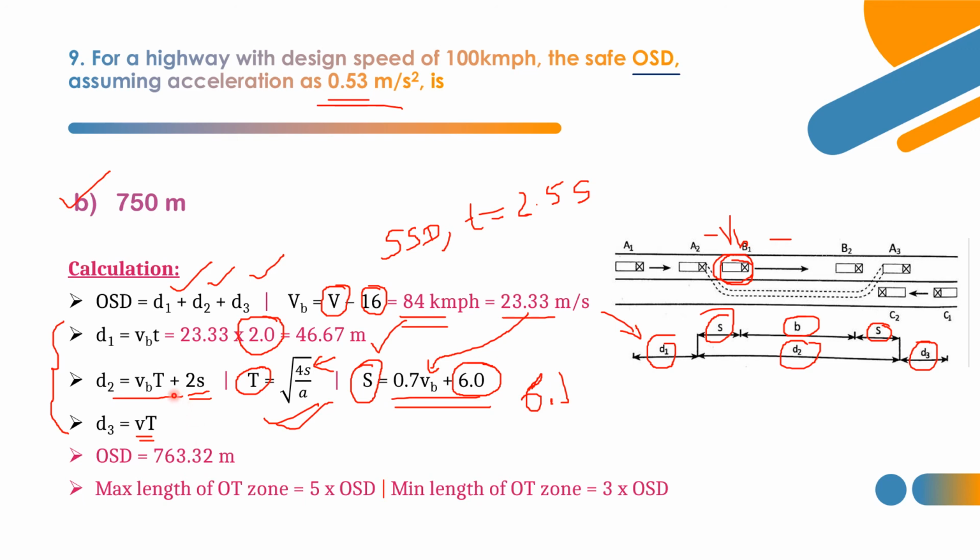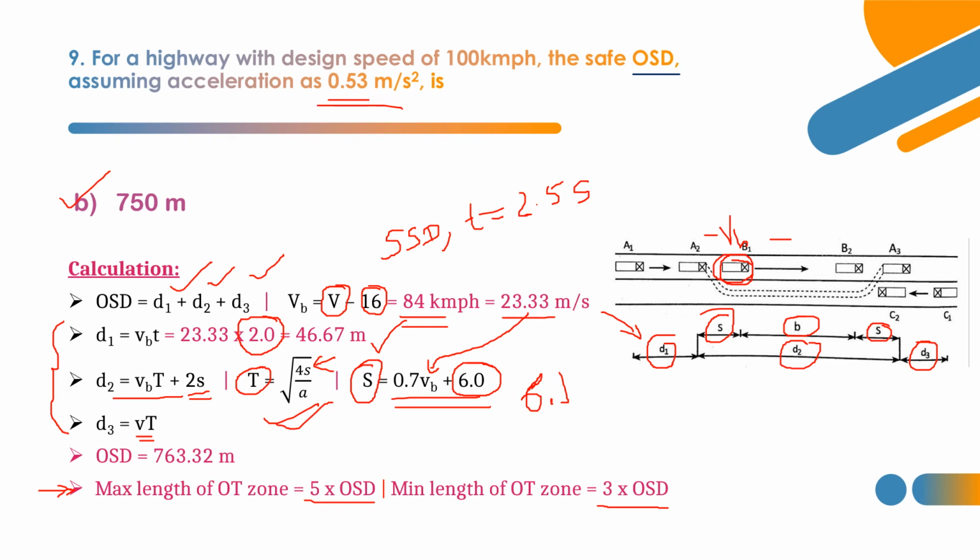By summing up D1, D2, D3, we get the OSD value as 763.32, and that is approximated to 750 meter as per the given options. So that's why option B is correct. Now let's see the other important point in overtaking zone. Maximum length of overtaking zone shall be 5 times OSD value, and the minimum length of OT zone shall be 3 times OSD. So these are the concepts behind OSD, overtaking sight distance. This is how we have to calculate OSD values.